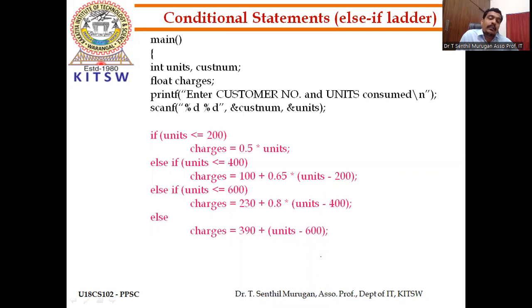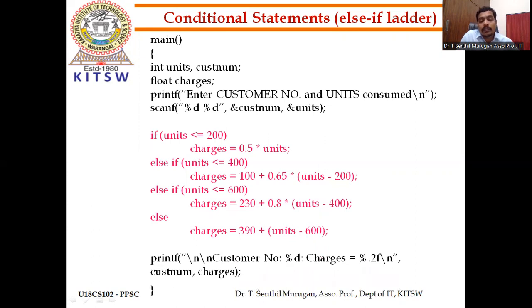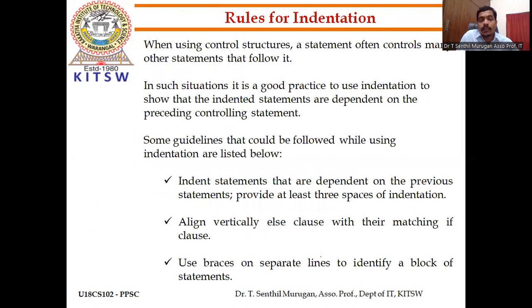Else, finally, what do we have to do? If it is not less than 600, that means it is above 600. So it's the default last statement: 390 rupees plus we multiply by units minus 600. Finally, you can print the customer number and charges. So this is a simple program. If you have a doubt, you can comment or ask. I'm ready to explain line by line again.